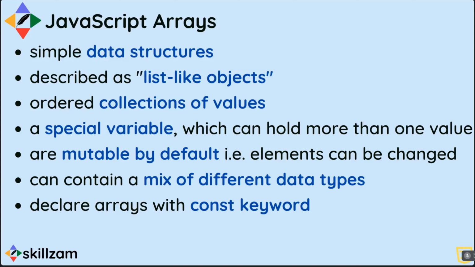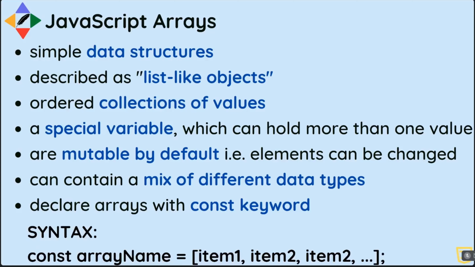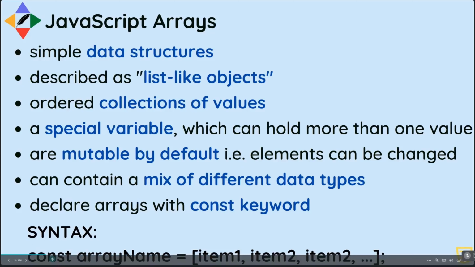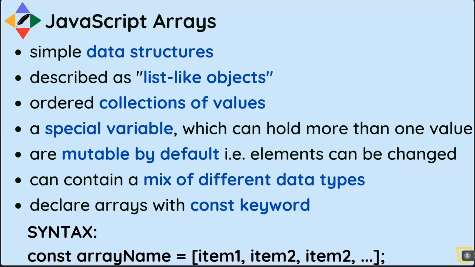Always it's a good practice to declare an array with the const keyword. Okay, because there is a reason why we are using const here, and we'll understand that subsequently. And then the syntax for defining or declaring an array will be const array name is equal to, within the square brackets you are going to enter the items, and these items are separated by comma. You can say that as an item, or you can say that elements of an array. Okay, element or item, interchangeably you can use them.